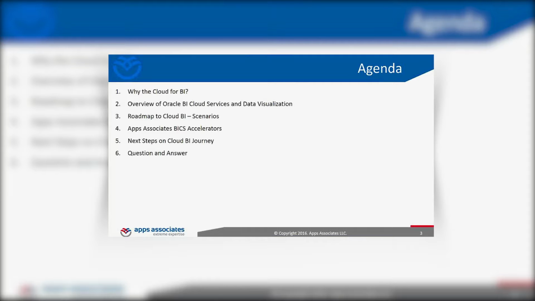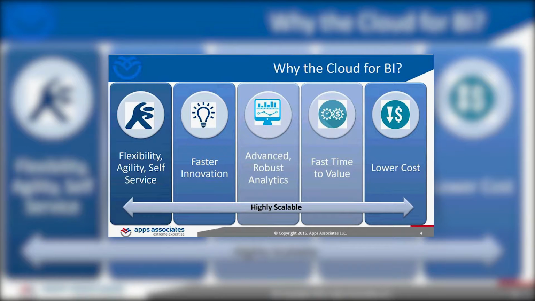So here's the agenda for today. We're going to talk about why the cloud for BI, a brief overview of Oracle's BI Cloud Services and data visualization. Then we're going to talk about the roadmap to Cloud BI and the scenarios for deploying BI to the cloud, and that's really the heart of today's discussion. Then in number 4 there, we'll talk about the accelerators that Apps Associates has to help in that journey to the cloud. And then 5, talk about some next steps, and then we'll have time for some question and answer at the end.